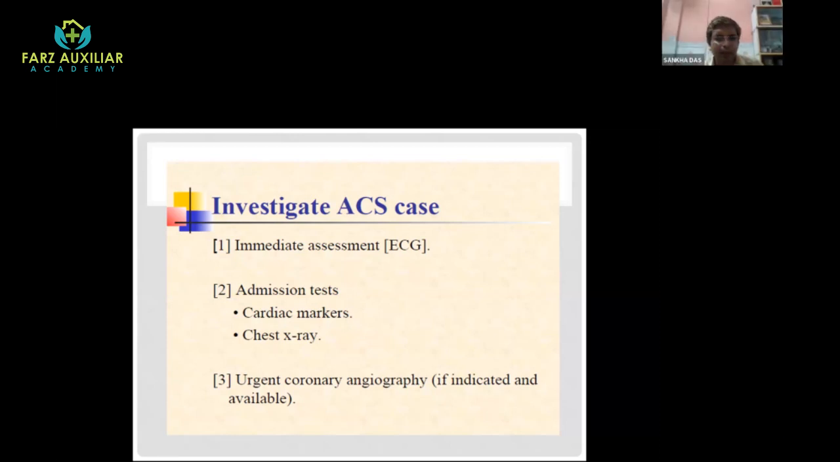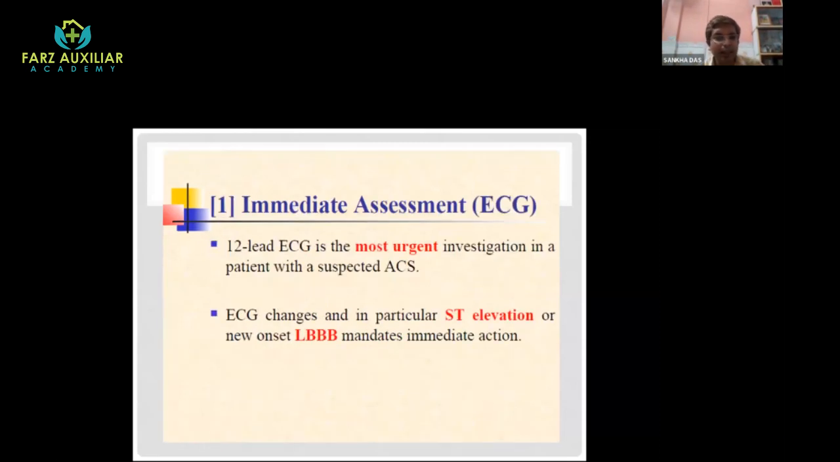Similarly, in anterior wall MI, if the ST elevation begins from V2 instead of V1, so V1 is spared and the ST elevation begins from V2, then most likely the site of occlusion of the LAD is distal to the origin of the first septal. Or if there is ST elevation in the precordial leads along with ST elevation in lead 1, AVL, V5, V6, that means there is also lateral wall involvement, so the site of occlusion of the LAD is proximal to the diagonal. Or if V5, V6 are spared, then the site of occlusion of the LAD is distal to the diagonal. So these are simple ways by which you can have an idea of the site of occlusion in LAD or RCA.